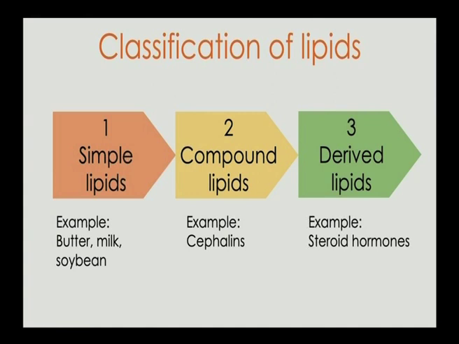Compound lipids are those lipids that contain esters of fatty acids along with carbohydrates and proteins. Example, cephalins. These cephalins play an important role in blood clotting as well. Derived lipids, as indicative of the name itself, are those lipids that are made up of simple lipids and compound lipids. Examples include steroid hormones like estrogen, the female hormone, androgen, the male hormone, and glucocorticoids, the stress hormone.